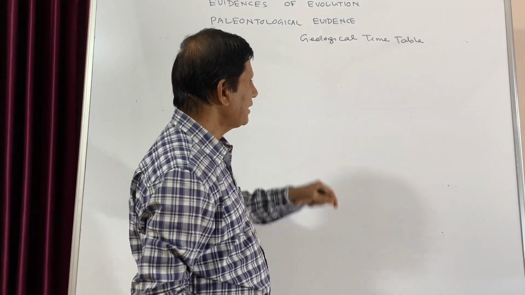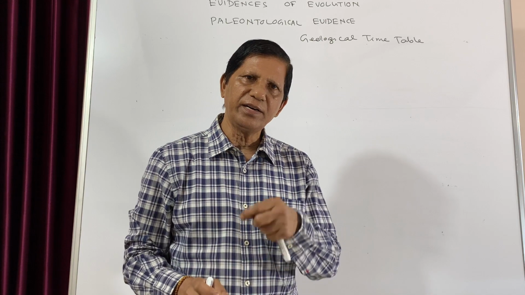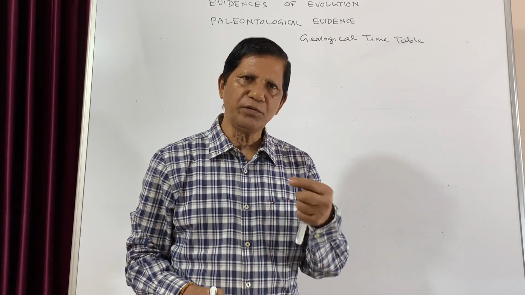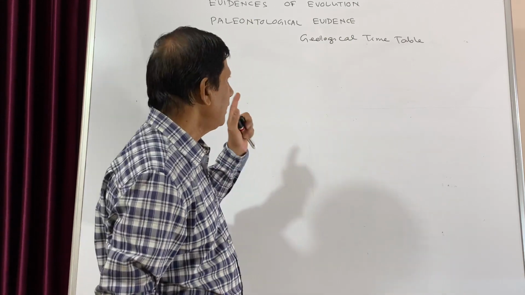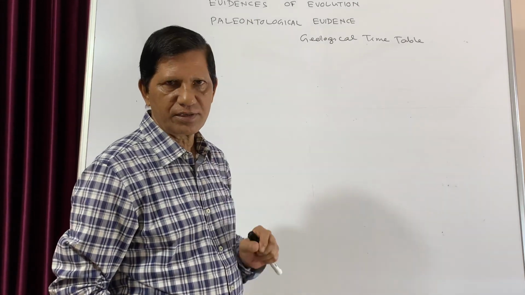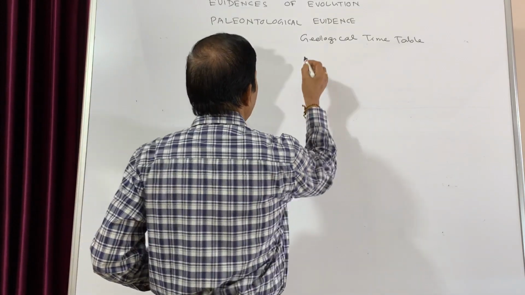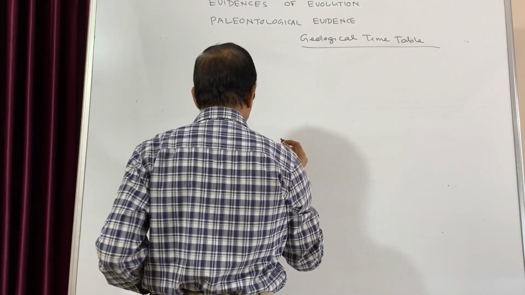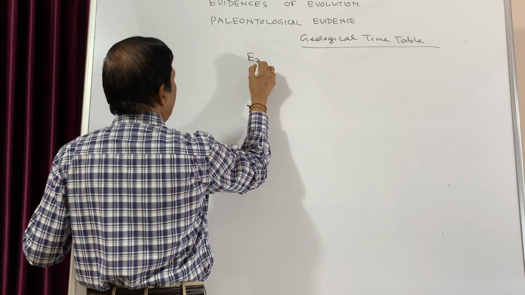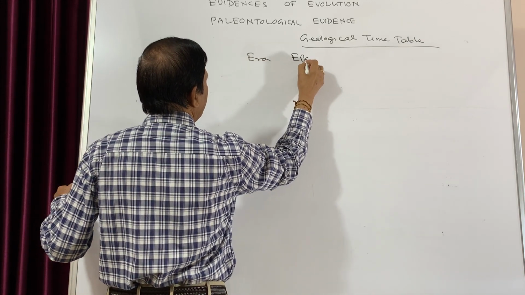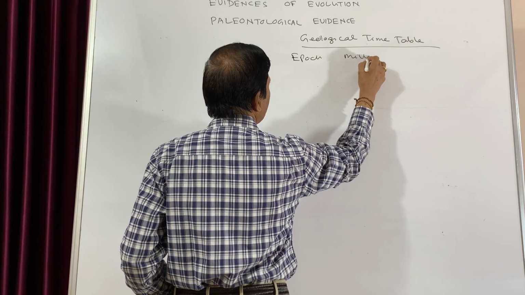So the entire geological timetable is divided into different eras. Then the eras are divided into epochs. The epochs are divided into periods. But we will not discuss all those details. We will discuss only the era and epochs, because usually questions come up on the epochs. So this is very important. So if we write here era, then epoch, then million years.